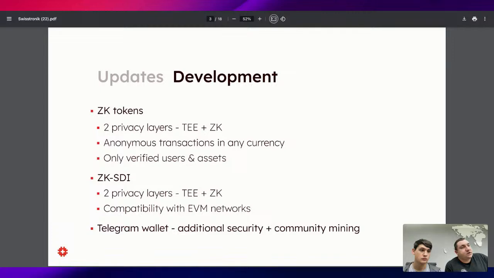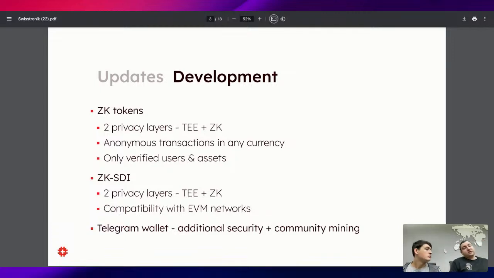But it's important to mention that it will work only for users who have verified their identity via SDI, and only for the assets that were screened for anti-money laundering and are not stolen and so on, so that you have this layer of privacy that you want to have. But we won't accidentally help someone break the rules. ZK SDI, on the other hand, makes our traditional SDI compatible with EVM networks and adds a list of additional features there. But most importantly, it adds an additional layer of privacy for your personal data, not revealing it anywhere. And we believe that's quite important.